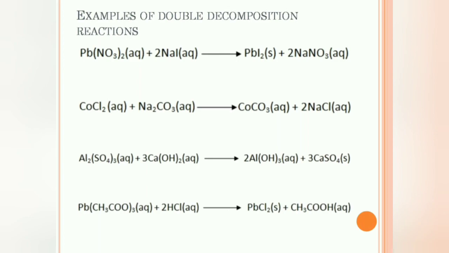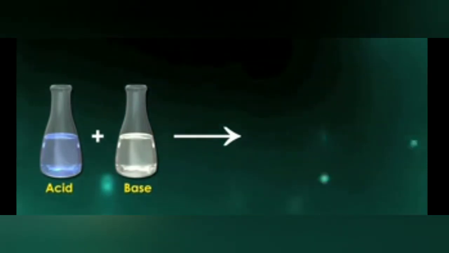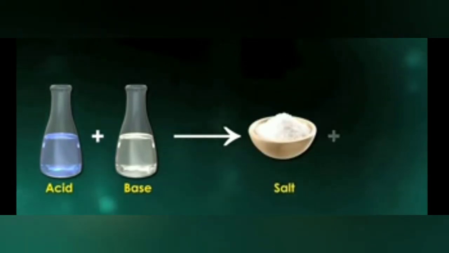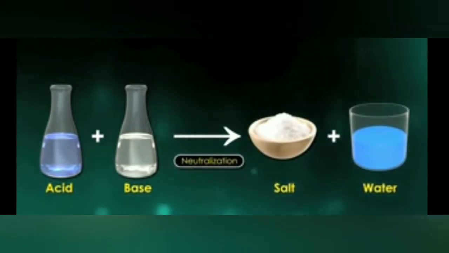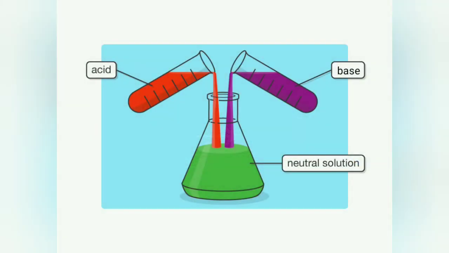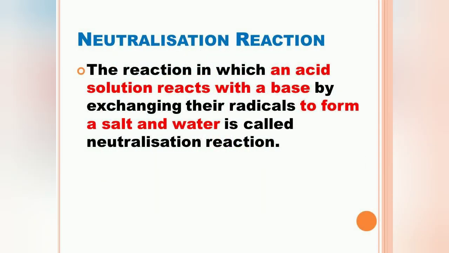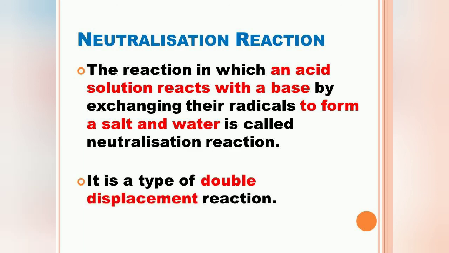Now, do you know what happens when an acid reacts with a base? A definite amount of acid reacts with a definite amount of base to form a salt and water. Salt and water both are neither acidic nor basic. They are neutral. The process of obtaining neutral solution is called neutralization. Therefore, the reaction in which an acid solution reacts with the base by exchanging their radicals to form a salt and water is called neutralization reaction. It is a type of double displacement reaction.